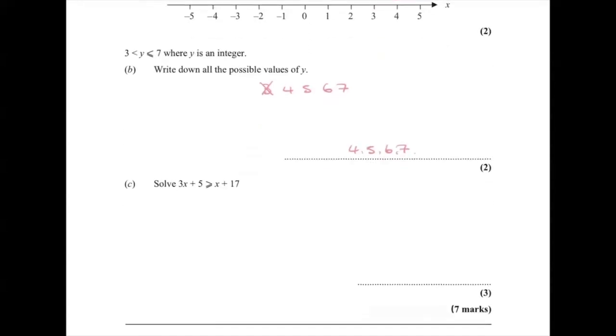Solving an inequality isn't any different to solving a normal equation with an equal sign. So you will apply your method. Now I'm hopping, so I'm going to take the smaller set of x's over to the side. 3x take away x is 2x. I have 2x plus 5 greater than or equal to 17.